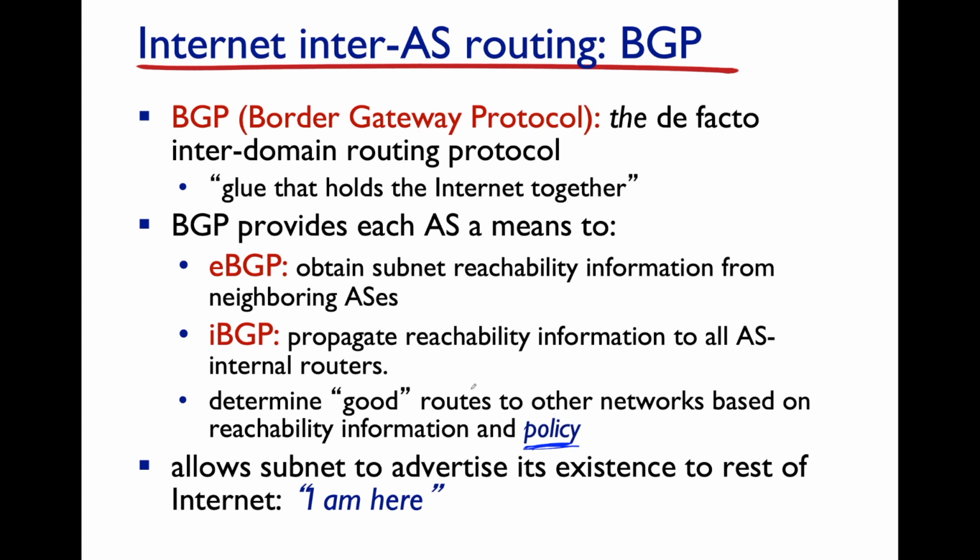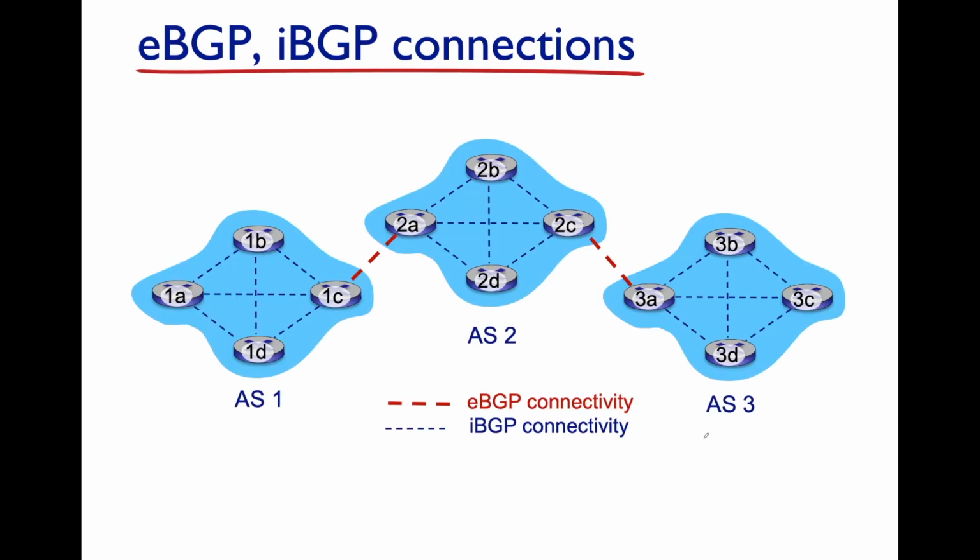And so what these messages are, you can think of them as advertisements. They propagate to neighboring routers along the link to say, hey, if you want to get to this subnet, I have a path to get there. So it allows the subnet to advertise its existence to the rest of the internet, to say, I am here. I manage these addresses, these blocks of addresses, these subnets. Okay, so let's take a look at this.